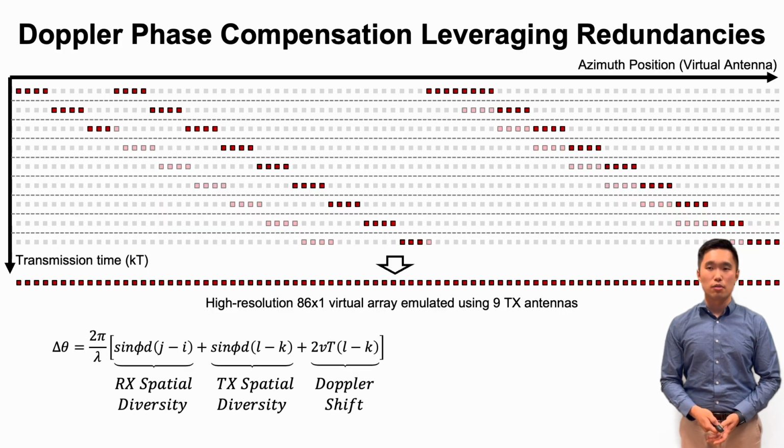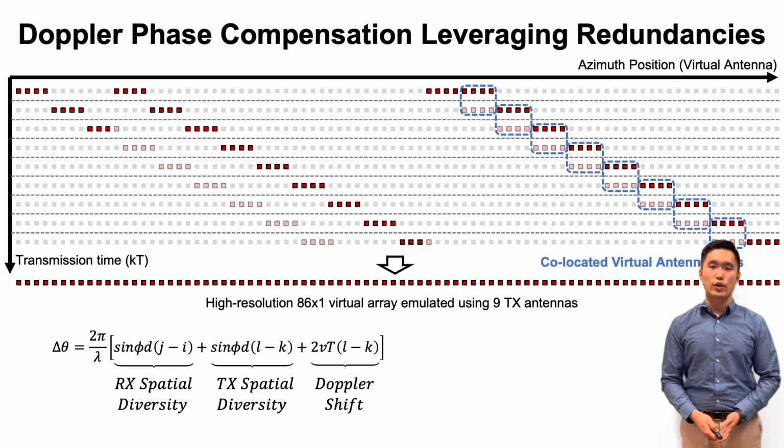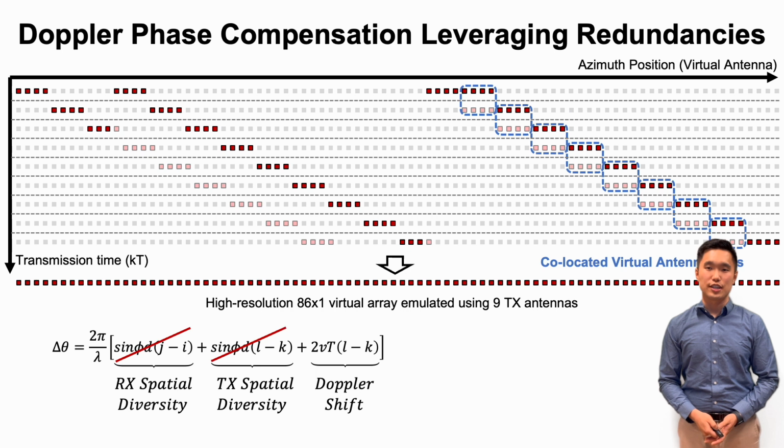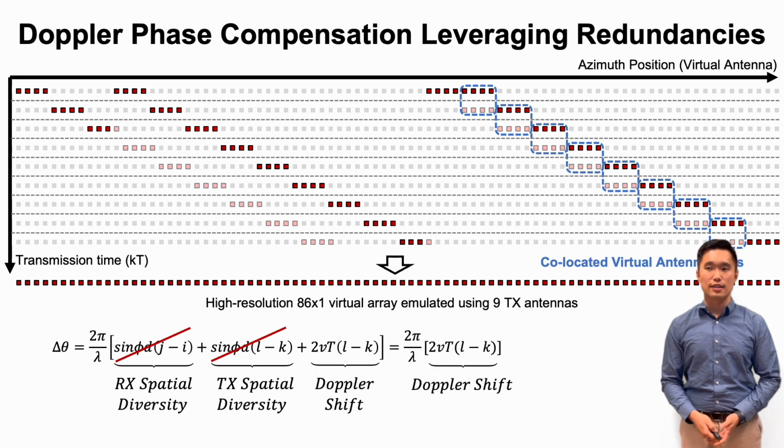To resolve the Doppler phase entanglement, we exploit redundancies in the virtual antenna array. That is, there are 32 pairs of co-located virtual antennas, for which the phase shift contributions from the transmitter and the receiver spatial diversities cancel out with each other, and the only phase difference between co-located virtual antennas is the Doppler phase shift, which we can directly measure and then compensate for throughout the remaining antenna array.